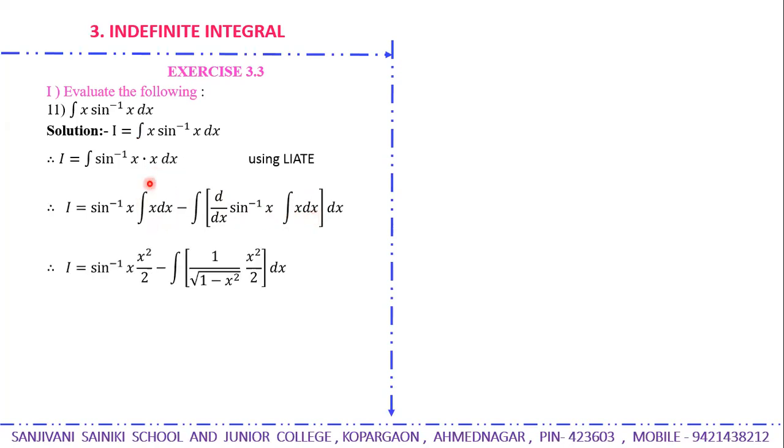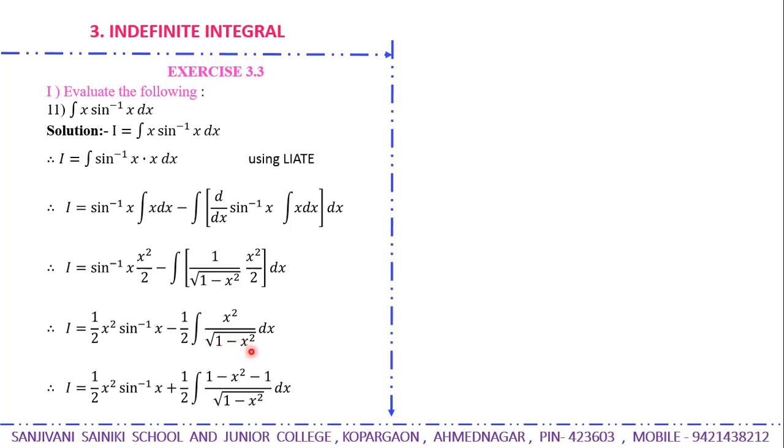Now integration of x is x square upon 2. Derivative of sine inverse of x is 1 upon root 1 minus x square. Again integration of x is x square upon 2. So here I will get 1 upon 2 x square into sine inverse of x minus 1 upon 2, taken common, integration of x square upon root 1 minus x square dx.